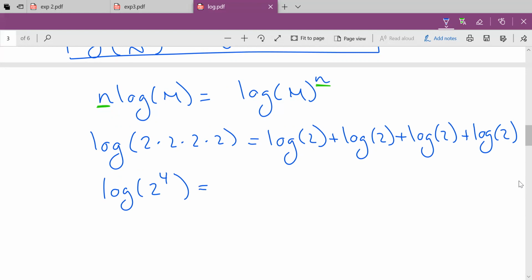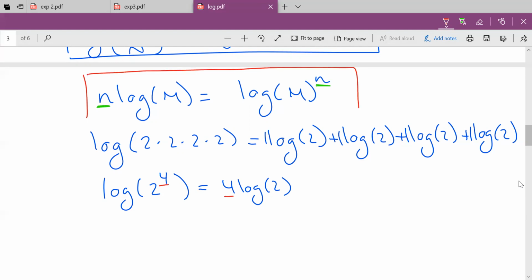Let's look at the right-hand side. Log 2 plus log 2 plus log 2 plus log 2. That's 4 log 2s, right? That's 4 of them. 1 plus 1 plus 1 plus 1. That's 4. Well, wait a minute. What do you notice? My exponent is the same as my coefficient. And there is my power law of logarithms, that my coefficient can become my exponent.